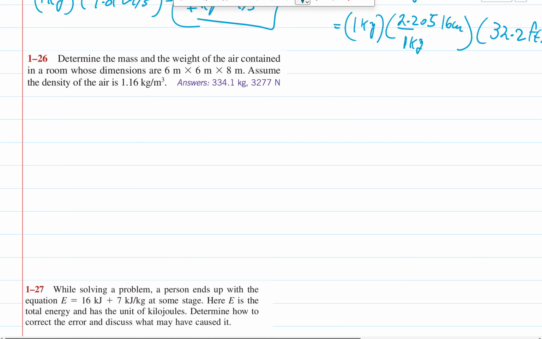So for this one, what we're going to do, we know that the volume is equal to length multiplied by width multiplied by the height if you want to find the volume of any object.